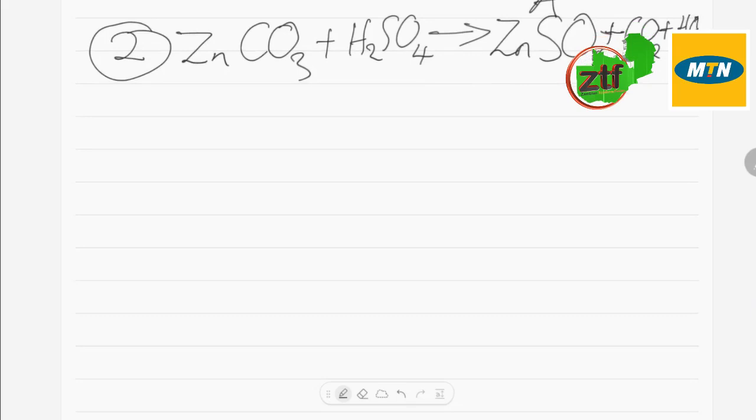Now, we realize that in this case, our compound A is going to be zinc sulfate. So that's zinc sulfate. We've been told zinc sulfate is reacted with acidified barium nitrate. Barium nitrate.